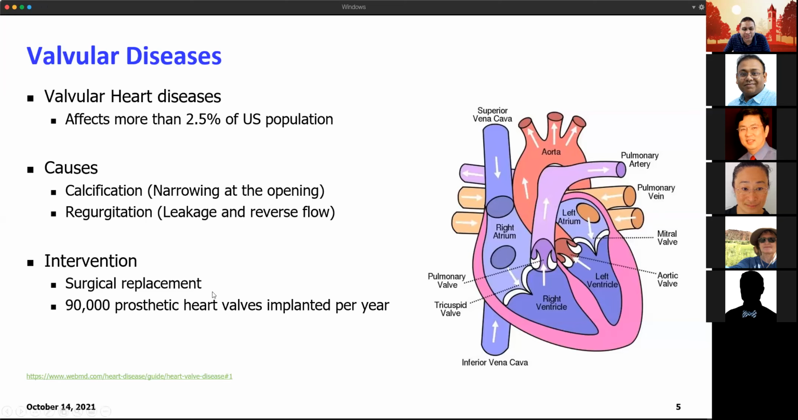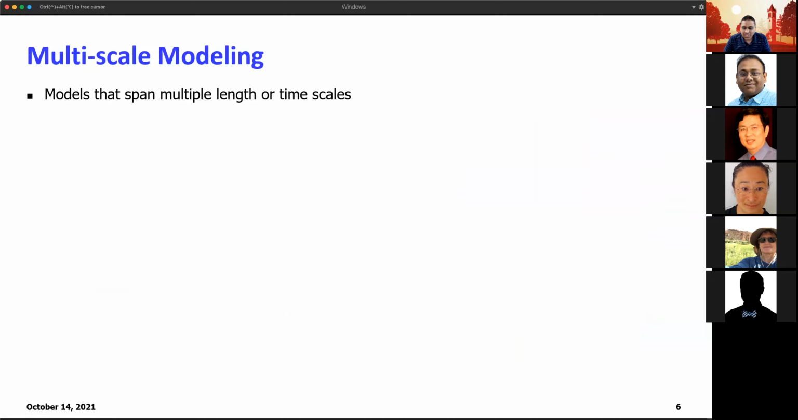So the only way to treat valve diseases right now is basically a surgical replacement where they put in a prosthetic valve. And you can see that this is very, very common recently. So in order to model both the cardiac models and these valve models, we need to have specialized tools.